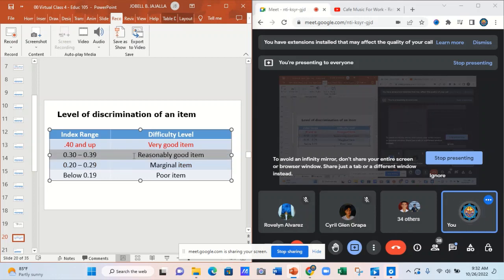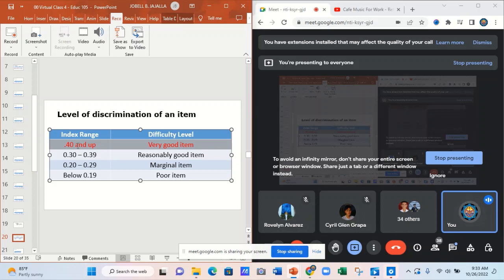So sa reasonably good item, 0.30 na siya to 0.39. Pasabot na mas taas-taas na siya og discrimination index. But the very ideal one here is katong mga naga-range sa 0.40 pataas. Mao na siya ang very good item nato at least, no, sa level of discrimination. So I hope no na nakuha nato tanan.